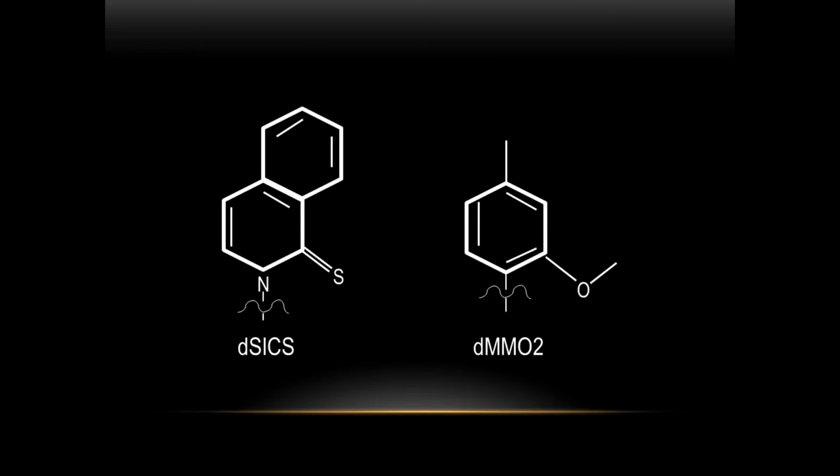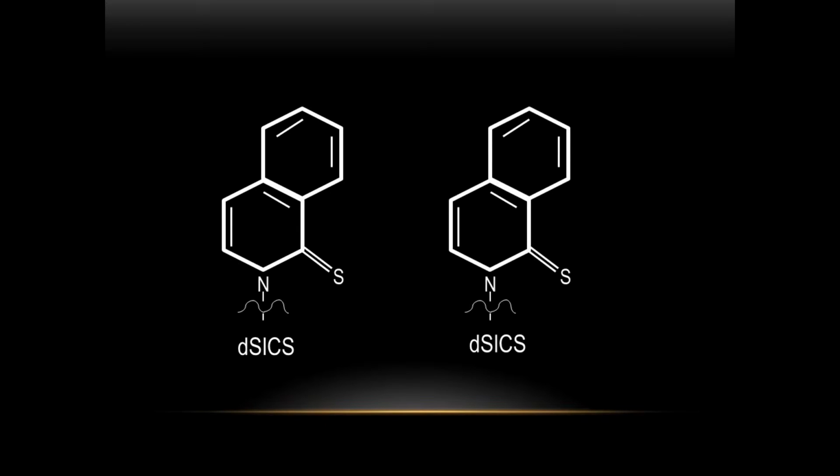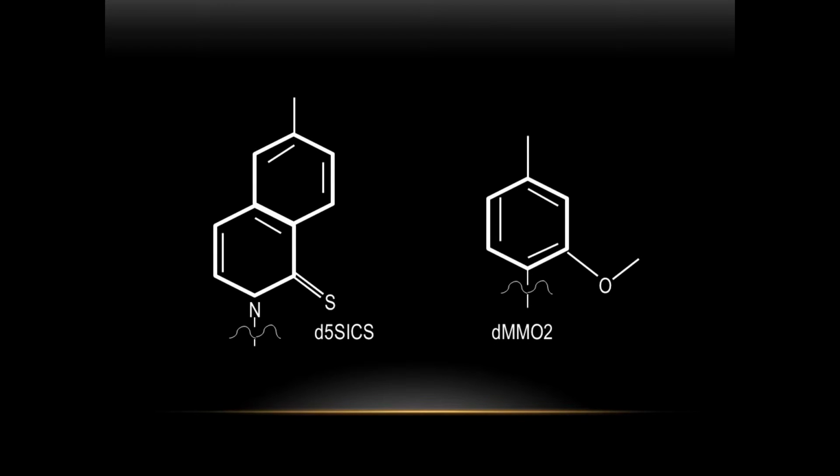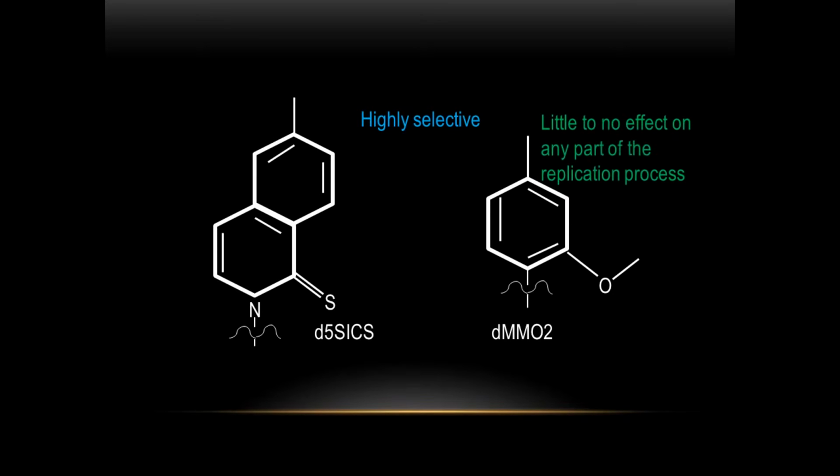Further research showed that the base pair is limited by the favoring self-pairing of DS-ICS to DS-ICS, likely due to the interactions between the large aromatic rings. To solve this problem, they altered the pair using structure-activity relationships from previous studies. This resulted in the production of base pair D5-SICS to DMMO2. This made the pair highly selective and have little to no effect on any part of the replication process. After comparison with other previous candidate base pairs, the D5-SICS to DMMO2 pair has more fidelity and efficiency.